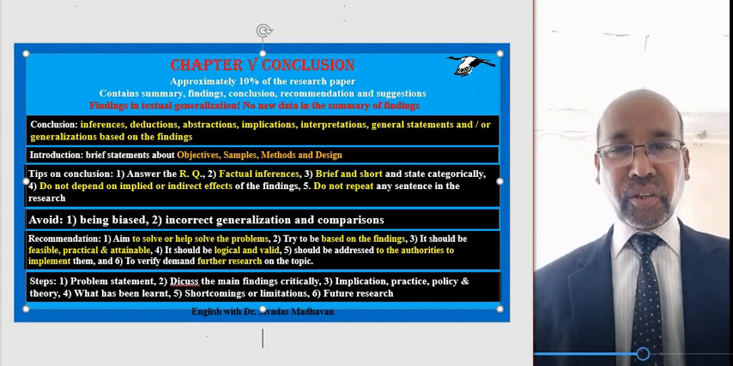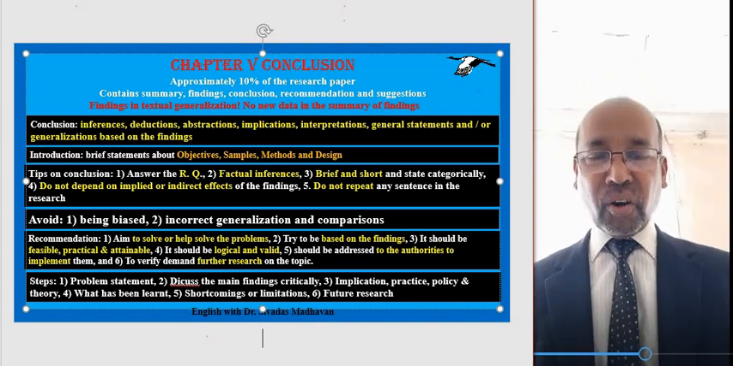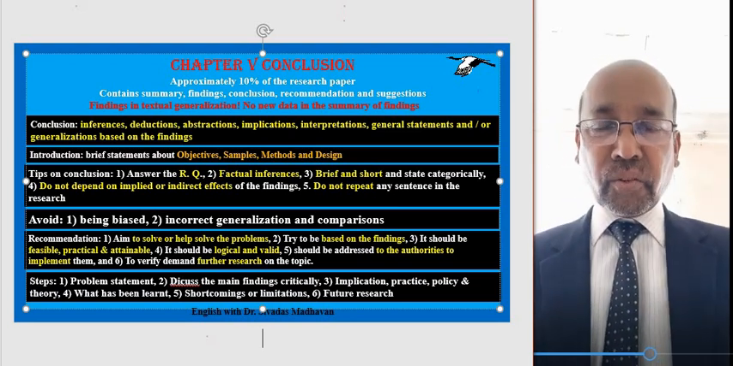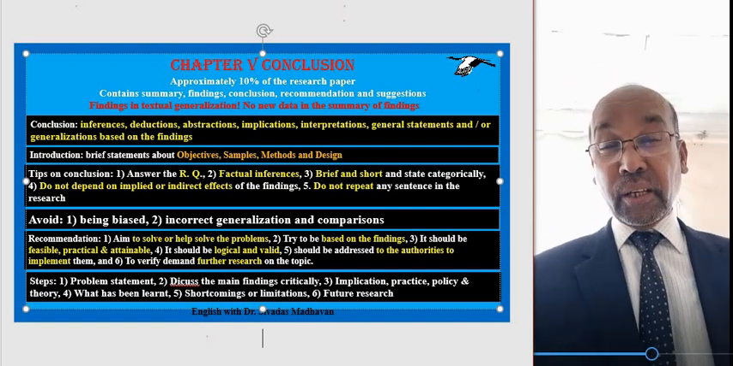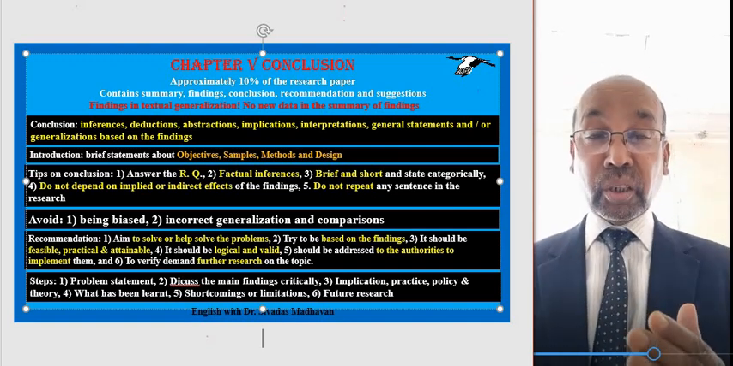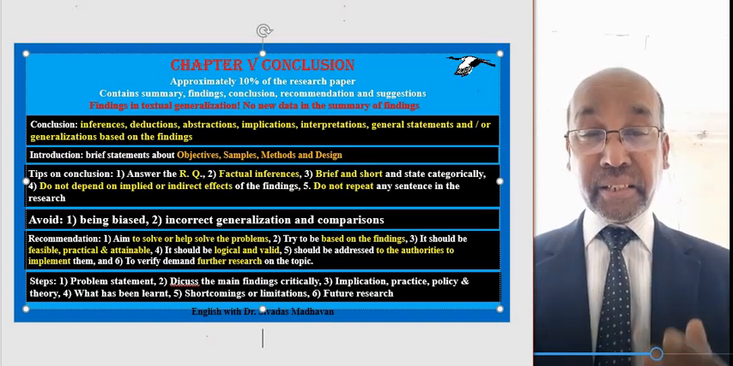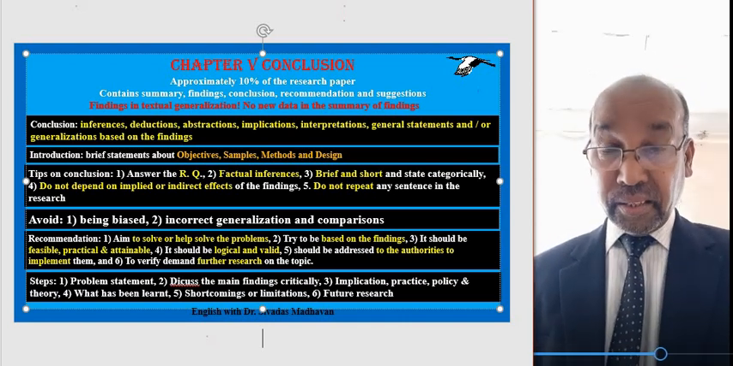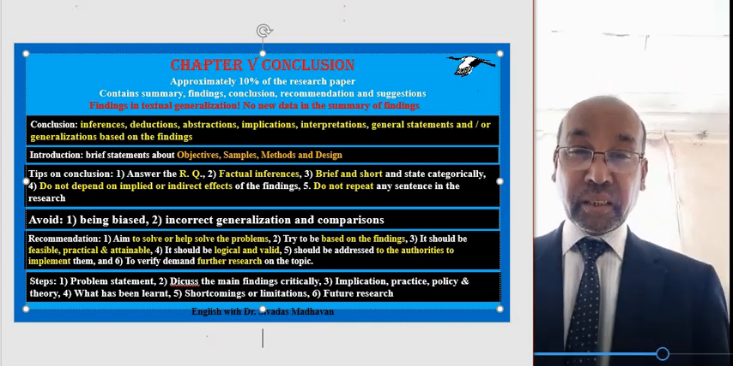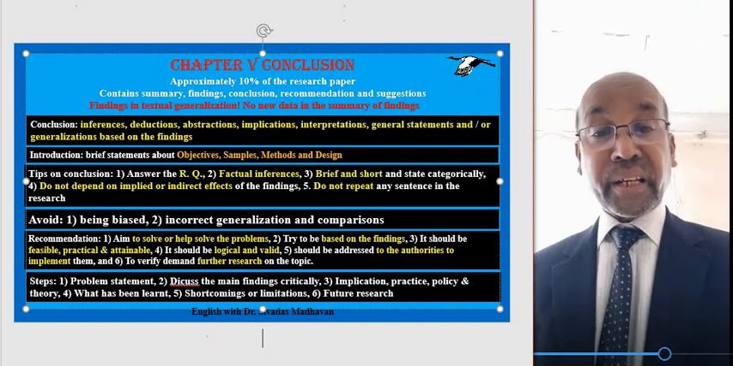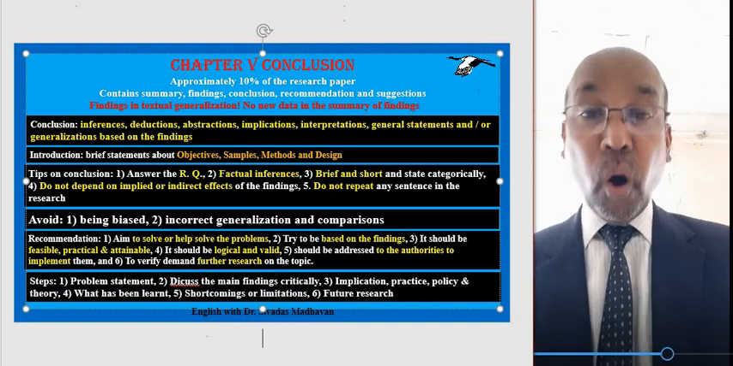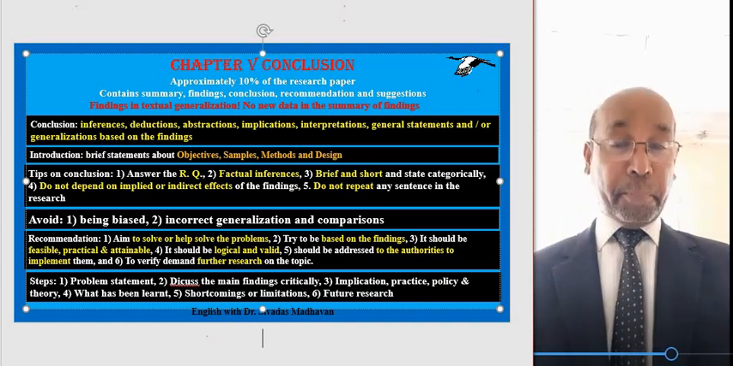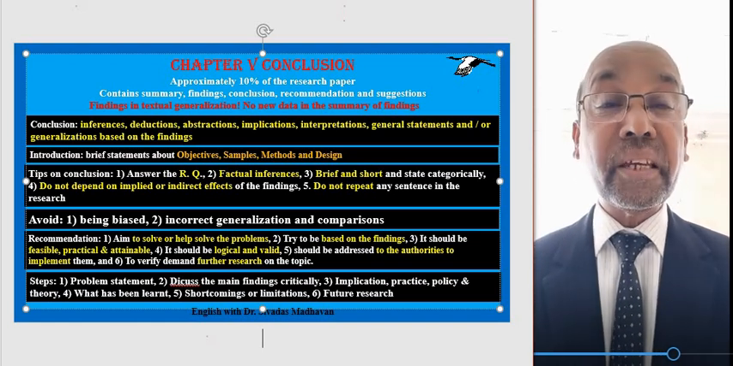So all these activities are based on the findings. Your interpretation is based on the findings, inferences will be based on the findings, deductions will be based on the findings, abstractions will be based on the findings. That means you cannot go out. You are completely controlled or regulated by the discussion that you have made in the 4th chapter. That is, the 5th chapter is completely based on what you have done in the 4th chapter. That means a research paper will have interlinked chapters. So that cannot be denied.